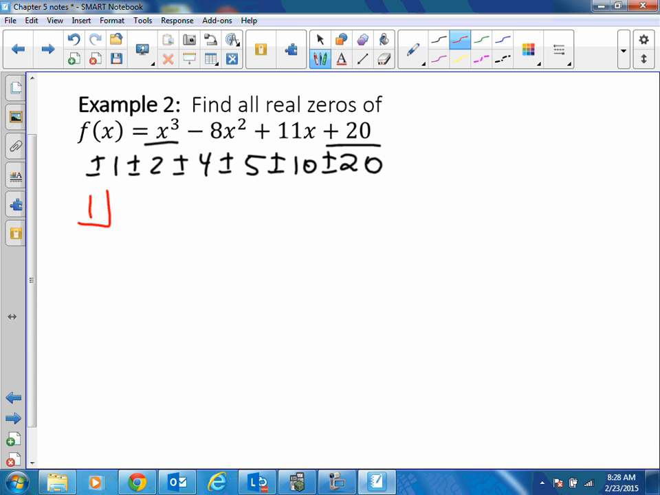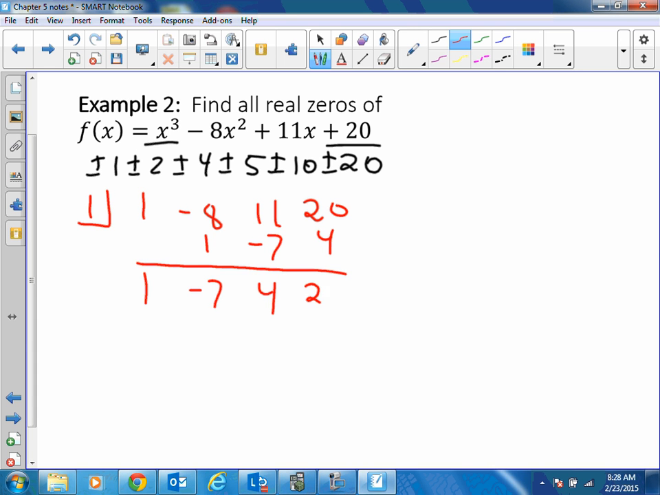Listing it out for synthetic division, we have 1, -8, 11, and 20. We bring down the 1, that makes 1, -7 makes -7, 4 makes 4, that makes 24. It does not work. So let's try another one. Let's try -1. We have 1, -8, 11, and 20.